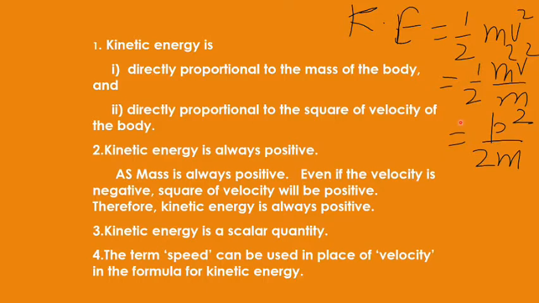Of course, the second point you have to notice is that kinetic energy is always positive, because mass is positive. Now the question can be asked why kinetic energy is always positive: even if the velocity is negative, the square of the velocity will become positive. So kinetic energy is always positive. Of course, kinetic energy is a scalar quantity because it equals work done, and work done is a scalar quantity. So the reason should be clear for everything. Whatever you write, you should know the reason.